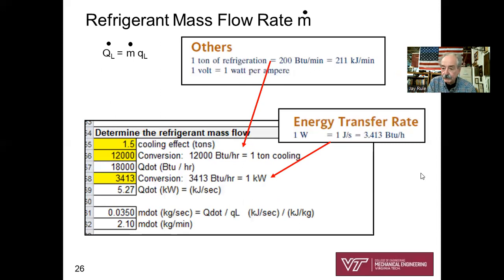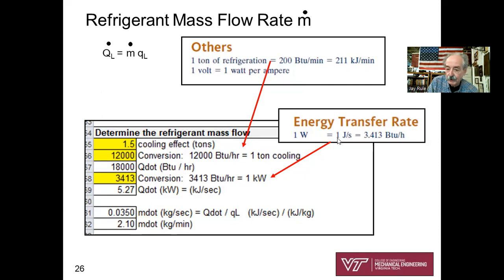We're going to need that in order to determine the mass flow rate, m dot. So we remember this off the top of our heads: Q dot L equals m dot times little q L. We just found little q L. How do we find Q dot L? Well, that was given: 1.5 tons of cooling.